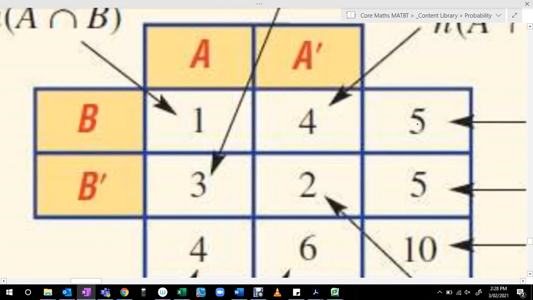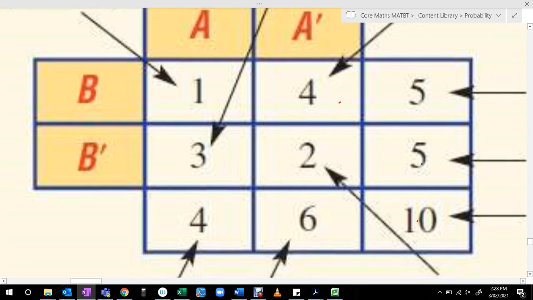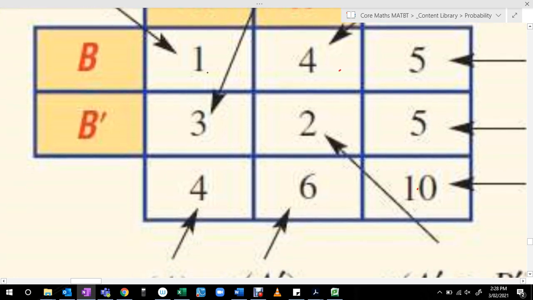For example, this number here refers to the total for this row. So 1 plus 4 equals 5. Same with here, 3 plus 2 equals 5. And you'll see here 5 plus 5 equals 10. It works downwards as well: 1 plus 3 is 4, 4 plus 2 is 6, and then 4 plus 6 equals 10.